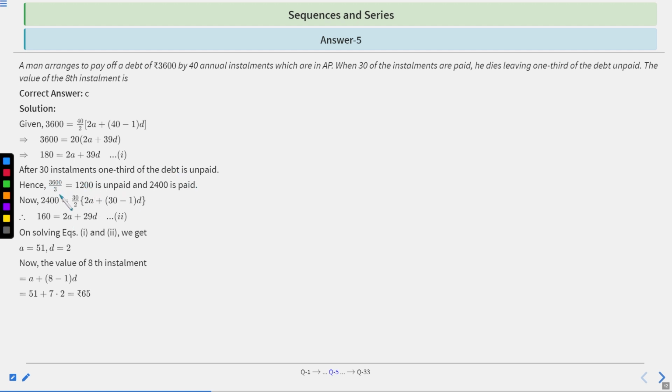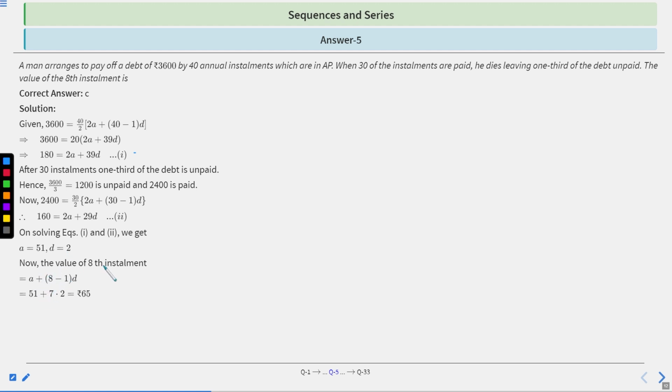Now after 30 installments, one third of the debt is unpaid. Hence, one third of 3600 is 1200, which is unpaid, and 2400 is paid in 30 installments. So 2400 is equal to 30 upon 2 into (2a plus (30 minus 1) into d). After solving this, we get 160 is equal to 2a plus 29d, which is the second equation. On solving equations 1 and 2, we get a is equal to 51 and d is equal to 2.